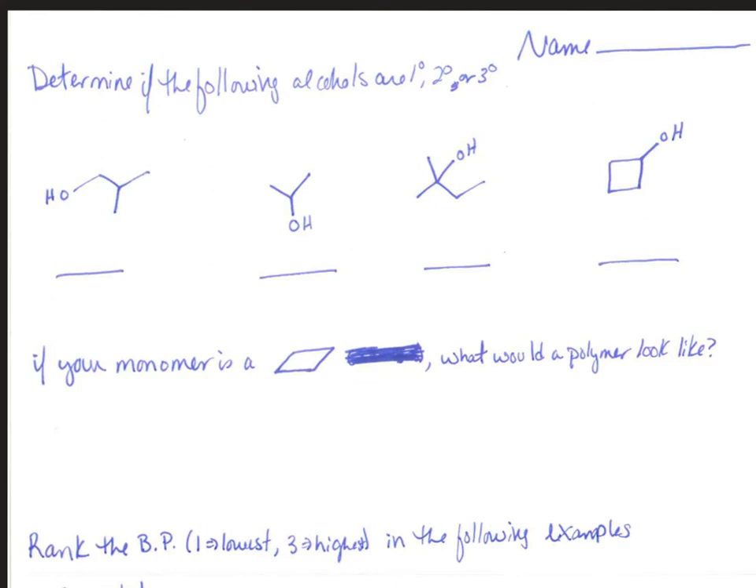On the next page, this is asking you to determine if the following alcohols are primary, secondary, or tertiary. We talked about that a teeny tiny bit, so I'll do it for you, but don't worry about this too much. This alcohol is attached to this carbon, and we would define that as primary because that carbon's only attached to one more carbon. This carbon's attached to 2 more carbons, so I would say that's a secondary. The carbon that this one's attached to is attached to 3 carbons, so that would be a tertiary. This carbon's attached to 2 more carbons, so that would be a secondary.